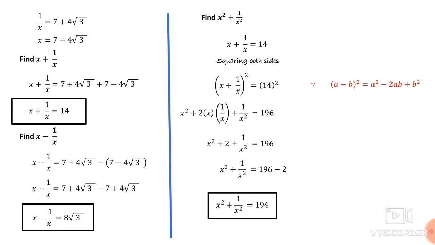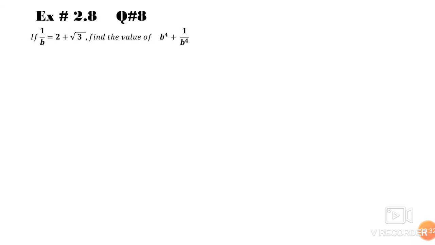Okay, to find the value of x square minus 1 upon x square, we will simply multiply the values of x plus 1 upon x and x minus 1 upon x. You will do it yourself. Now question number 8.